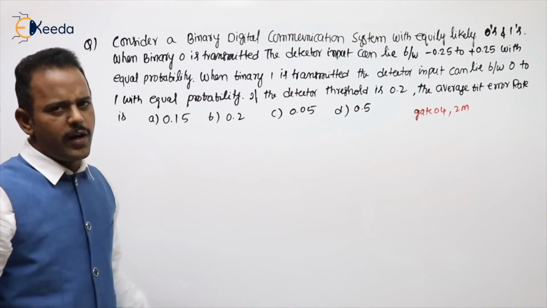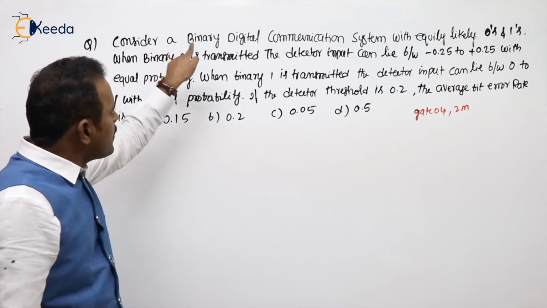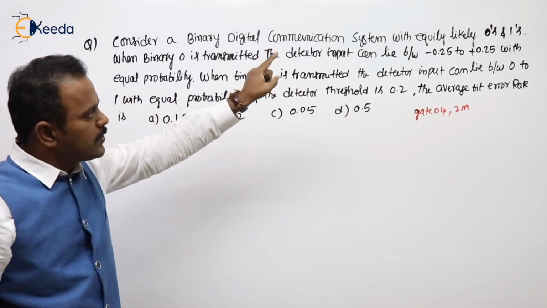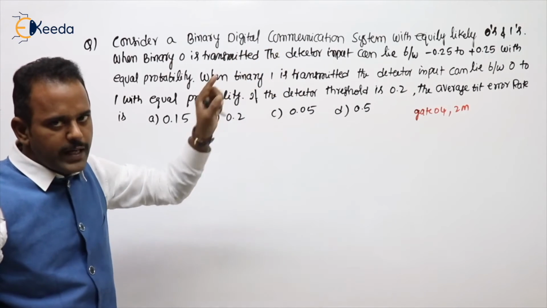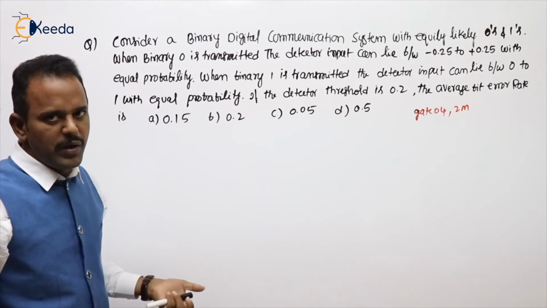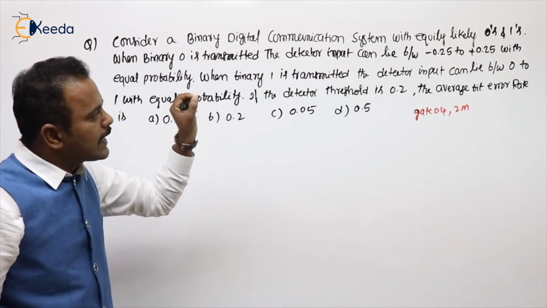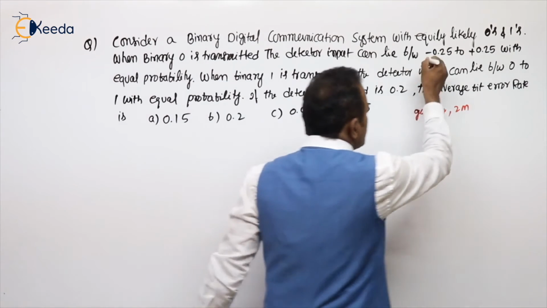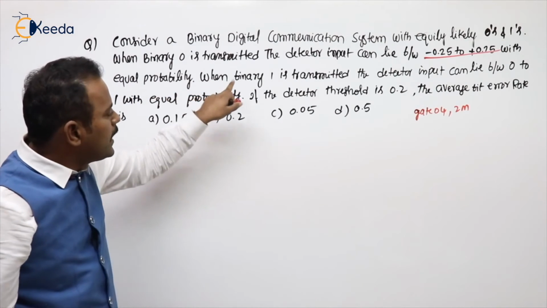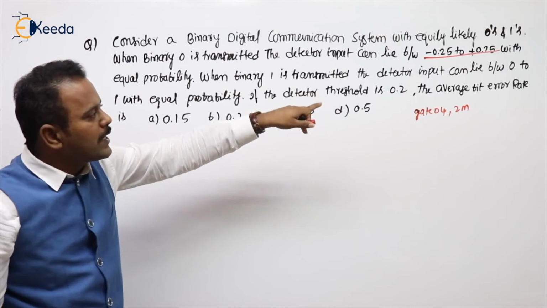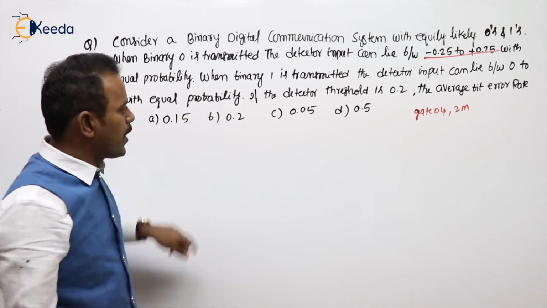One of the important models on the probability of error. Consider a binary digital communication system with equally likely zeros and ones. Means probability of transmission of 0 and 1 is the same. Both are the same, means 1 by 2, 1 by 2. When binary 0 is transmitted, the detector input can lie between minus 0.25 to plus 0.25 with equal probability. When binary 1 is transmitted, detector input can lie between 0 and 1 with equal probability.